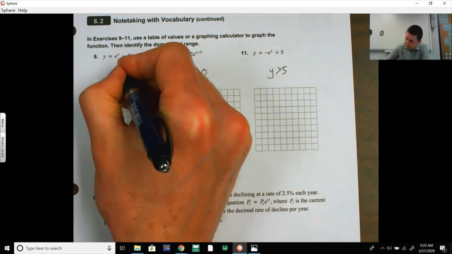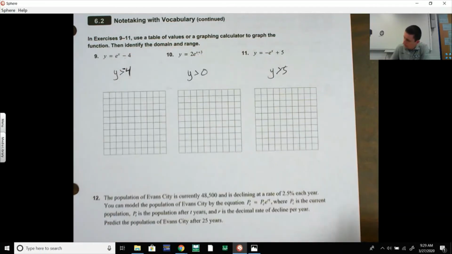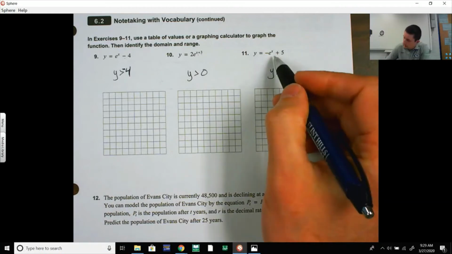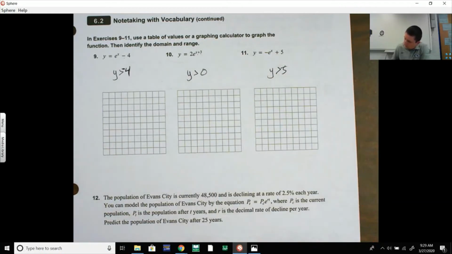This first one should be negative 4. May have missed that on the last video. Negative 4 because it's 4 units down. 5 because it's 5 units up. Okay, and all of those are growths. Okay, let's look at these.